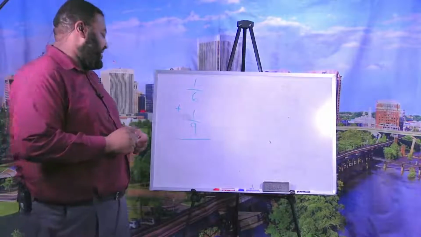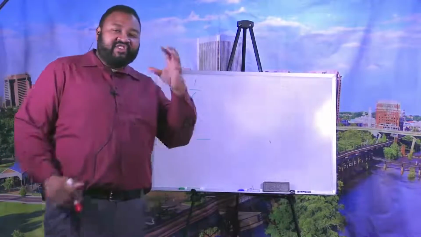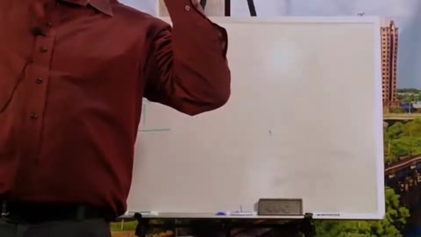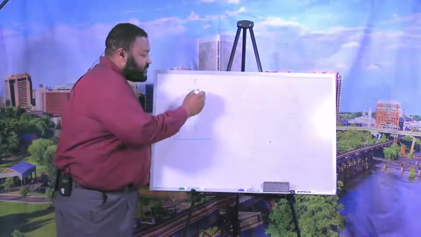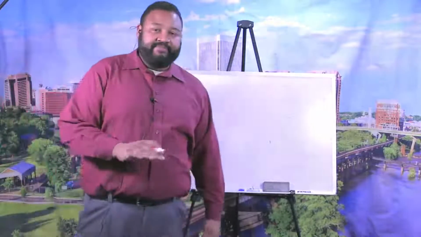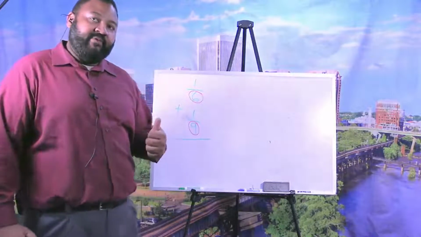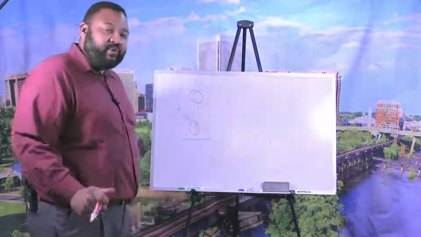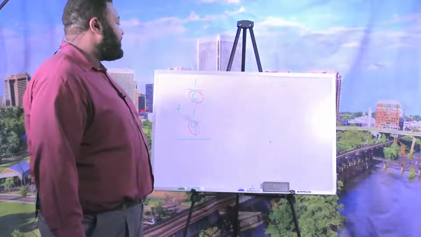1/6 plus 1/9. Okay? Right now, there should be a bell going off in your head. Why? Because when you circle the 6 and you circle the 9, they are not the same. So guess what we have to do? We have to find a way to make them the same. And how do we make them the same, folks? Check this out. We have to find the least common multiple.